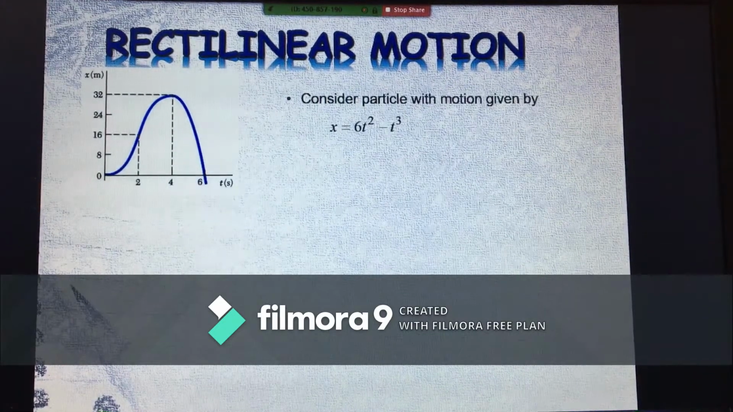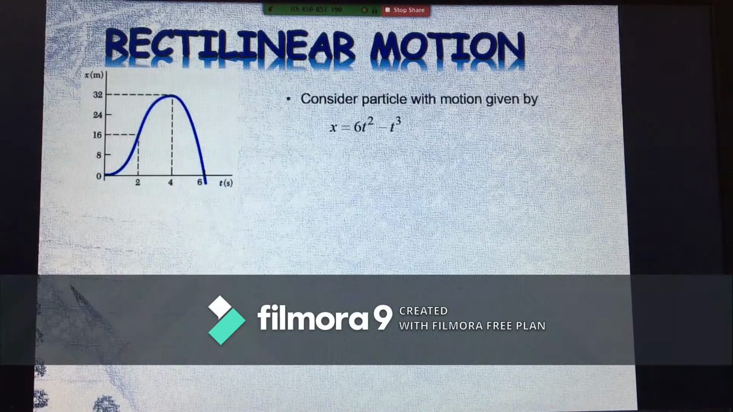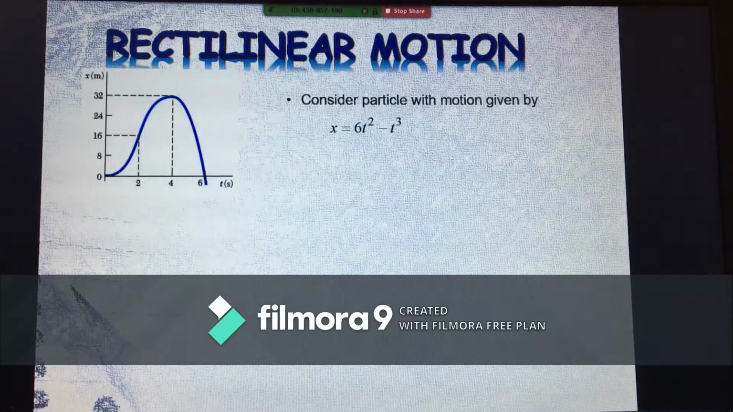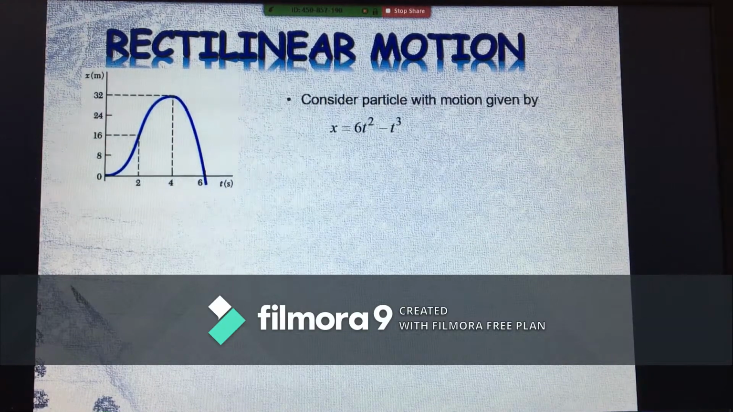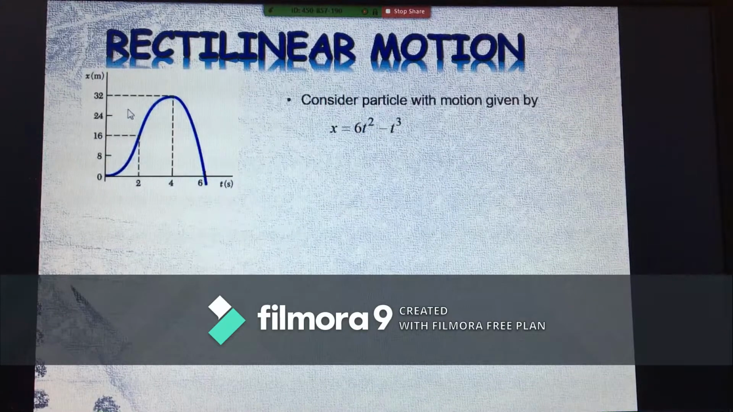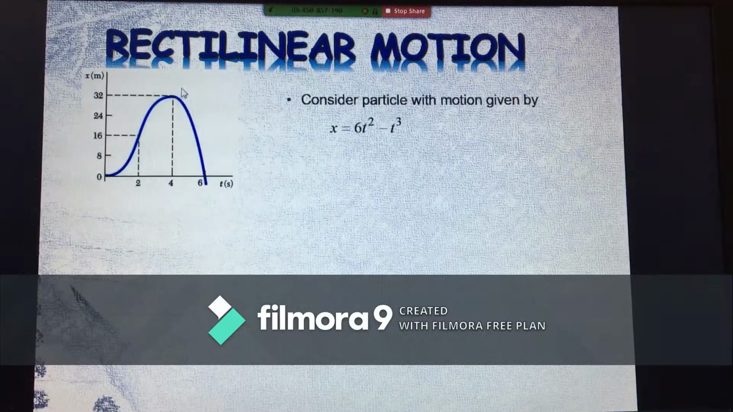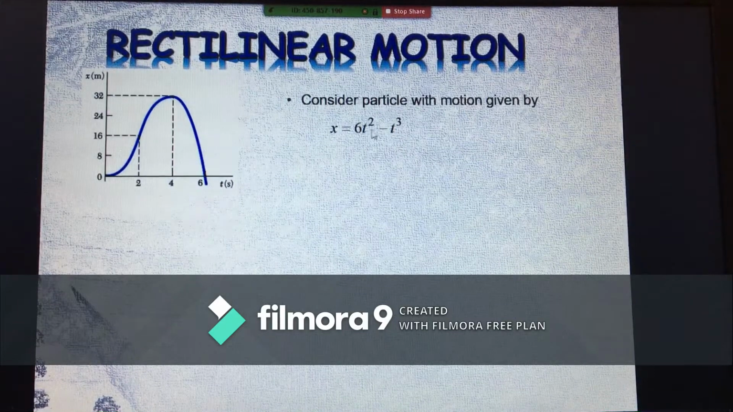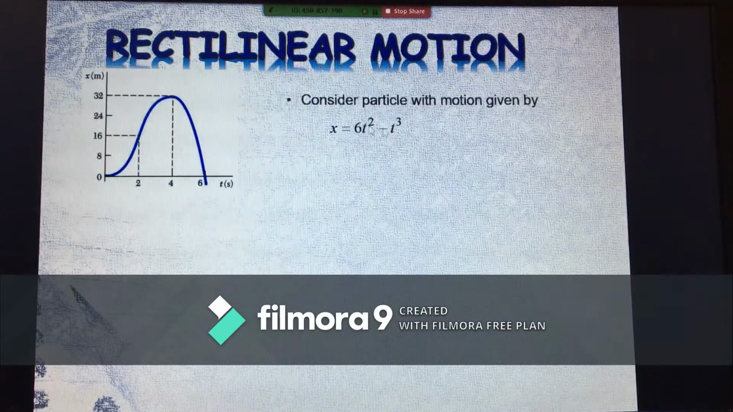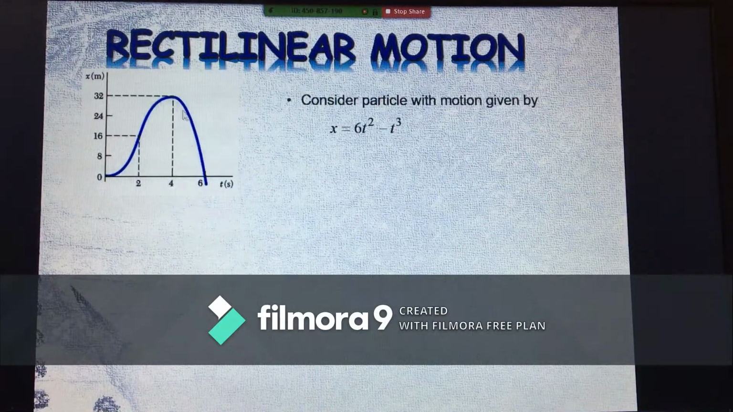Now, let's consider the particle with motion given by this equation. Okay? So, when you graph this as shown a while ago, no, in the previous slides, so ito yung graph niya, class. This is the graph of the function of the movement of the particle. So given as x equal to 6t squared minus t cubed. Okay? Now when you graph this, ito yung itsura ng movement of the particle.